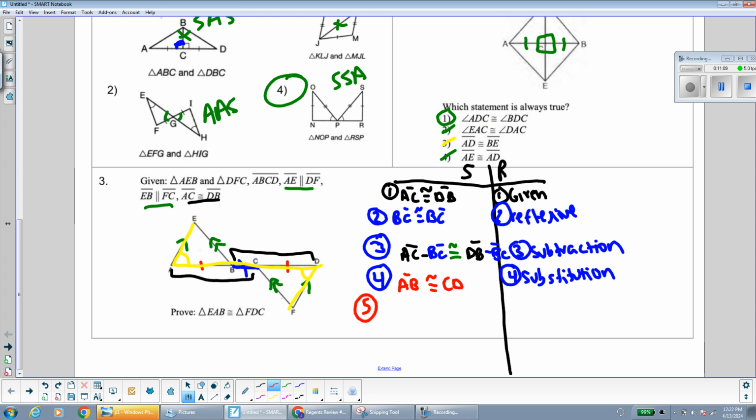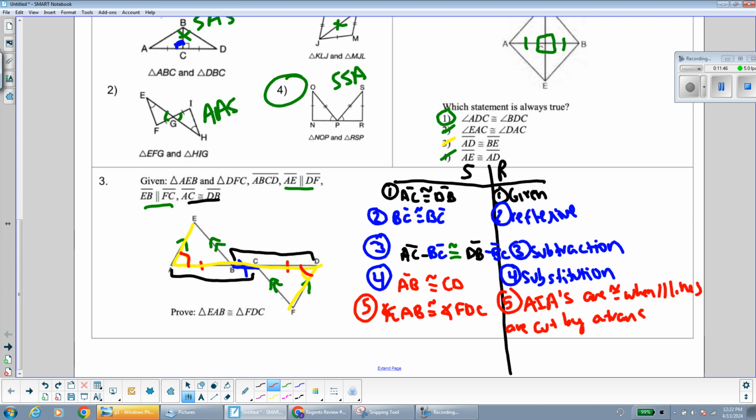So since I knew from my givens that these lines were parallel, I can definitely conclude that angle EAB is congruent to angle FDC, and that is because alternate interior angles, I'm abbreviating due to lack of space, but please write out the full word. This is not a real abbreviation. Alternate interior angles are congruent when parallel lines are cut by a transversal.